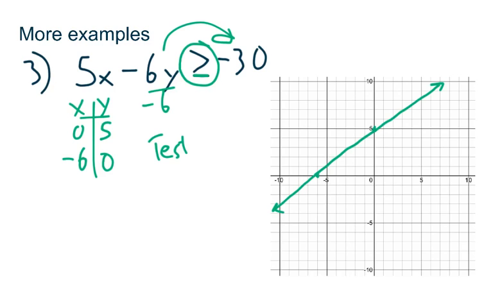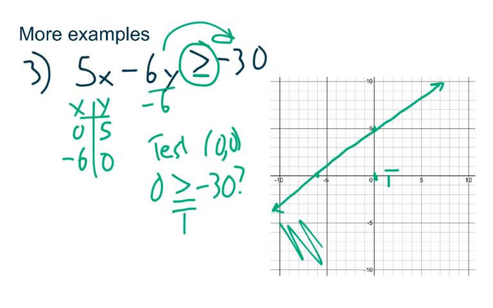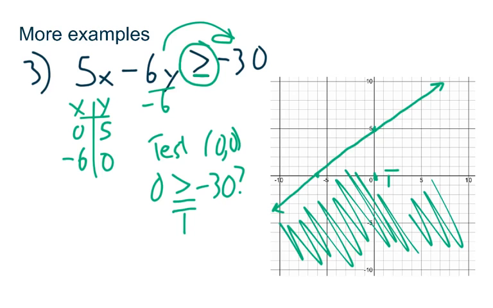All right, good. But then I test 0, 0, because it's not on my line. It's over here. It's super easy. It's easier than having to move everything over to one side. So for example, I'll get 0 is greater than or equal to negative 30. Question mark, true or not? It is true. So this is the true side, and this is the side that I'm going to shade.